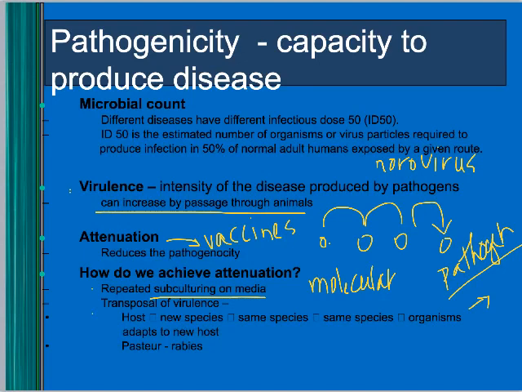Okay, so now another way to do this is take the host and put it into a new species. Then we keep it in that new species and pass it through that new species over and over and over again. So the organism's going to adapt to the new host, and then we can use it to vaccinate against the original host, because it's lost its ability to infect this primary host. And that's how Pasteur developed the rabies vaccine.